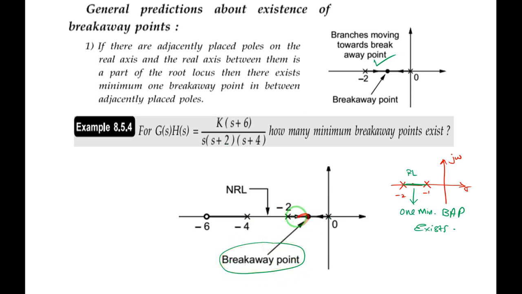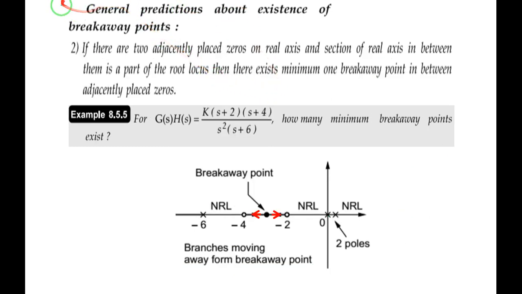This is the one minimum breakaway point that exists between the section 0 to -2 because it's a part of root locus. These two are adjacently placed poles, -2 and -4, but this is not a root locus. Hence, no question of breakaway point, right? So the first case is over: two adjacently placed poles on the real axis. Next, we are predicting how many minimum breakaway points exist.